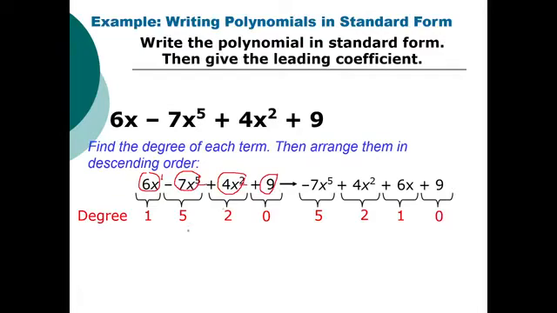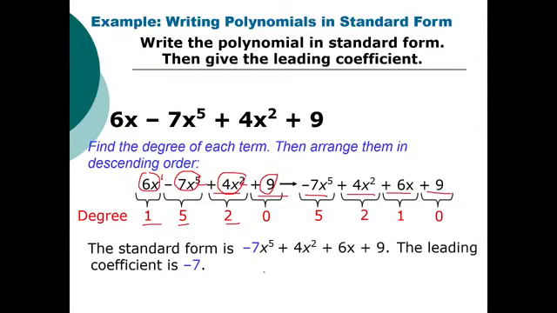Then arrange the degree. The highest degree is 5. Therefore, you'll be writing negative 7x raised to 5 first. Next is 2. So, followed by plus 4x squared. Next is 1. So, followed by plus 6x. And lastly, the degree 0, that's plus 9. And there you have it. And what is the leading coefficient? The leading coefficient is negative 7.